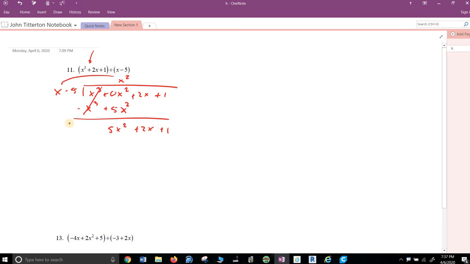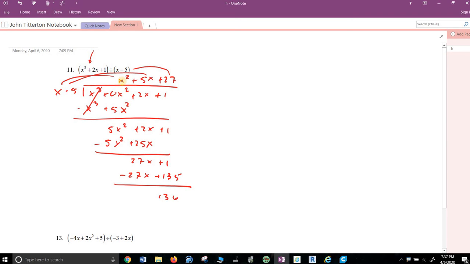2x plus 1. How many times x going to 5x squared? 5x times, multiply down, 5x squared minus 25x. Change the signs, 27x plus 1. How many times is x going to 27x? 27. Multiply down, 27x minus 135. Change the signs, 136. So this is the answer we get, plus 136 over the divisor.